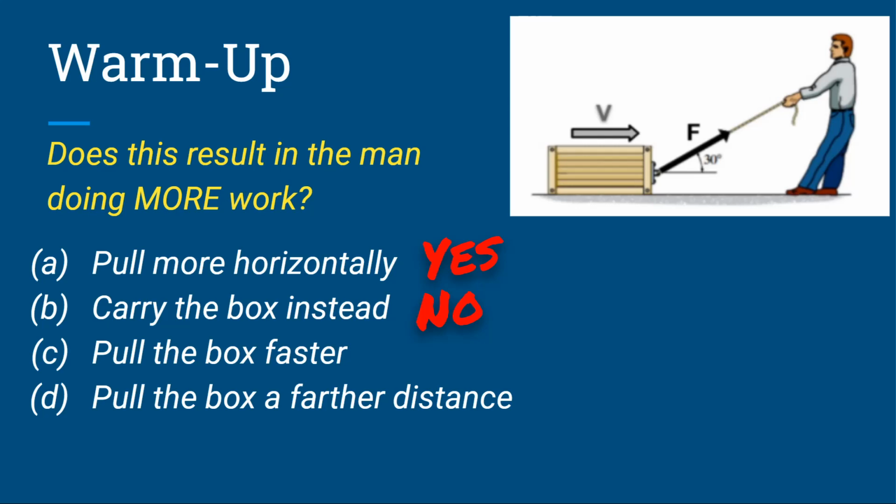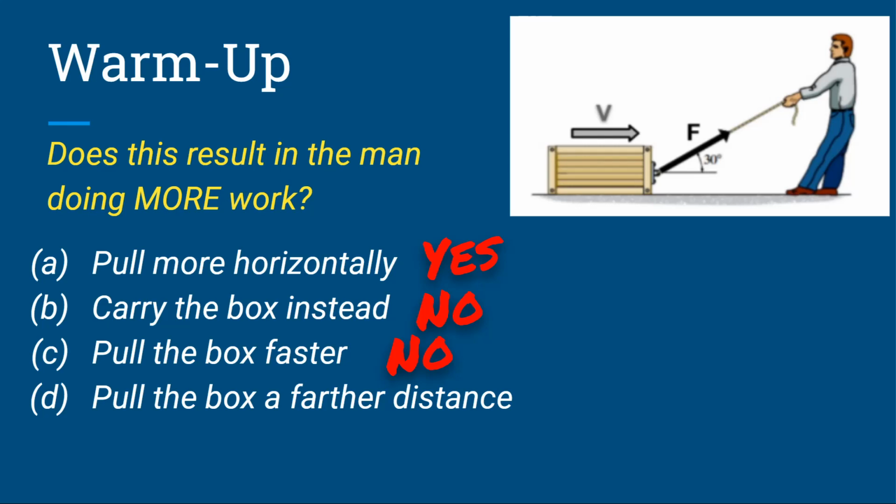All other things remaining equal, will pulling it faster result in more work? Look at your work equation. Does this equation take into account how fast you pull it? No, that's because it's not a factor that affects it. Not in the formula, does not affect the work. So the rate at which he pulls that crate will not affect the amount of work that he does. What if he pulls it a farther distance?